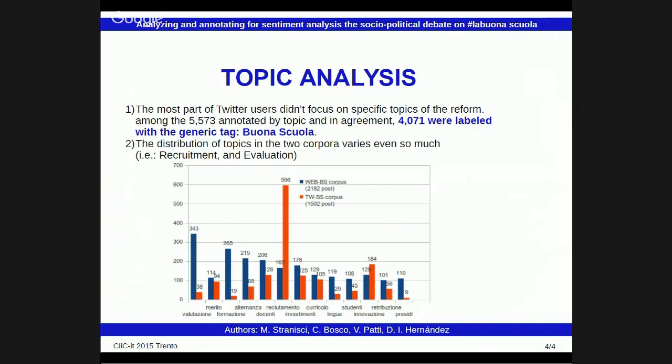The last one is that the distribution of topics varies even so much from one corpus to another. You can observe the recruitment topic is much bigger in the Twitter corpus than in the consultation website.